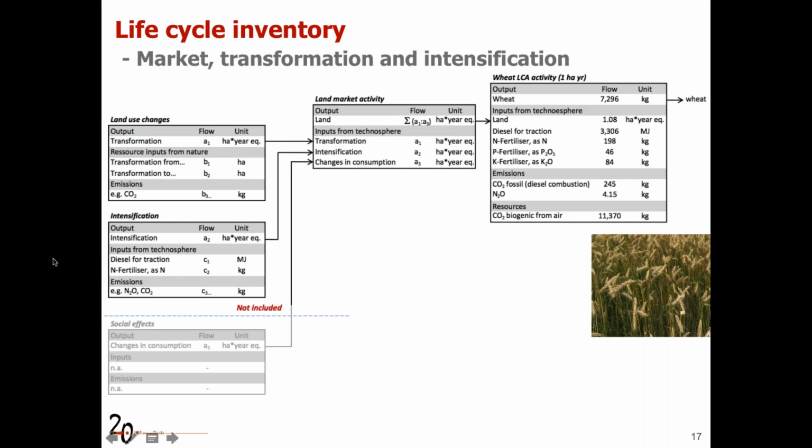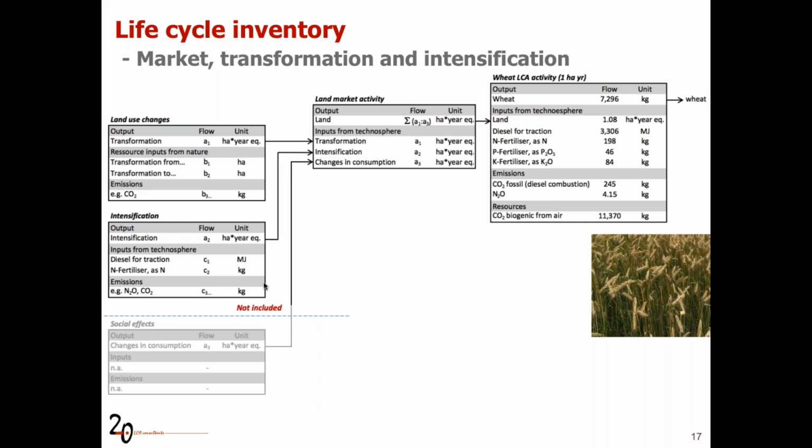Then, looking at the left here in the screen, the 2 inputs of land which are included are, in the top we have transformation. That's where we're transforming some natural land into productive land, and that will give us emissions because we have changes in carbon stocks, and so forth. The second one is the intensification. There you see that we have inputs of diesel for more transportation, things like that, and more inputs of fertilizers and more emissions. So that's the intensification part we have here.